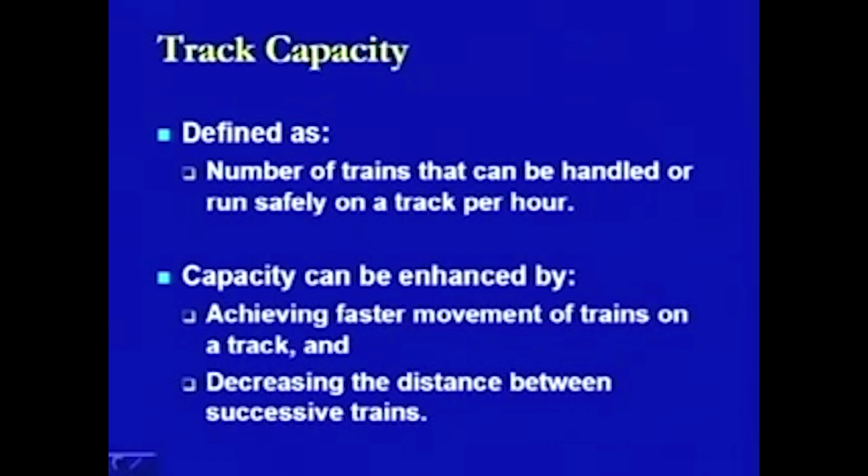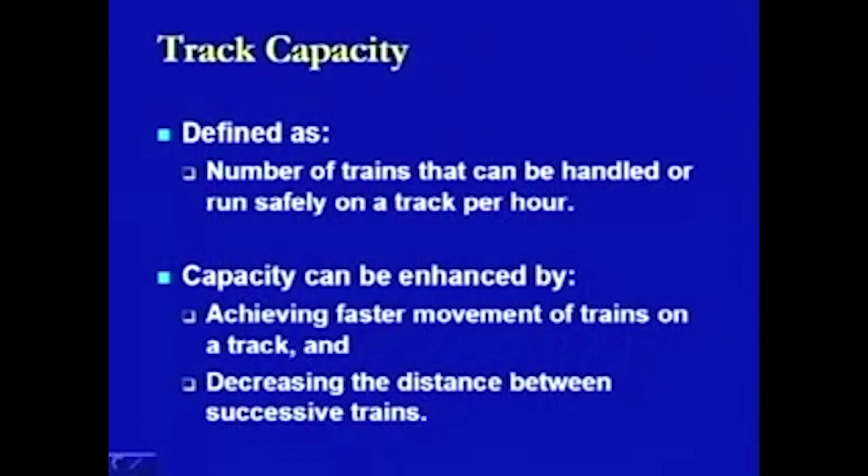Now in this track capacity, one important aspect, so as to achieve more revenue generation, is that we have to enhance the capacity. There are certain ways by which the capacity can be enhanced. The two more important ones have been listed here. One case is that we can achieve a faster movement of trains on a track, that is, we increase the speed of the trains, and if we can increase the speed of the trains, the track capacity can be increased because we can move more trains on the same track.